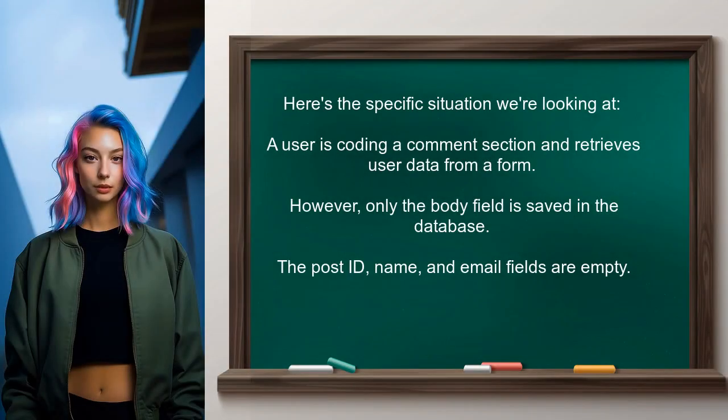Here's the specific situation we're looking at. A user is coding a comment section and is able to retrieve user data from a form. However, when they try to store this data in the database, only the body field is being saved. The post ID, name, and email fields are coming up empty. Sound familiar? Let's dive into this.